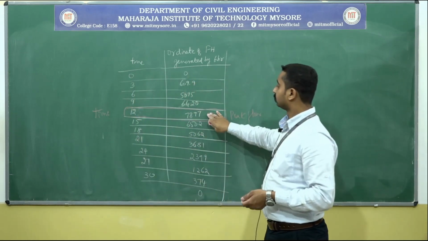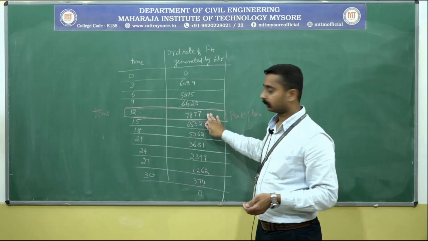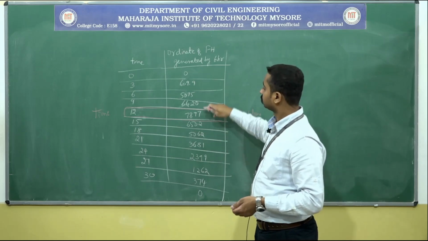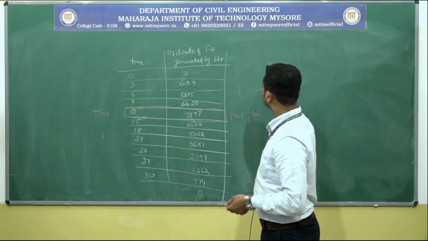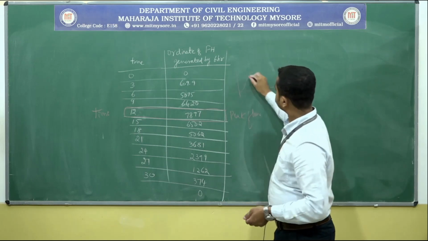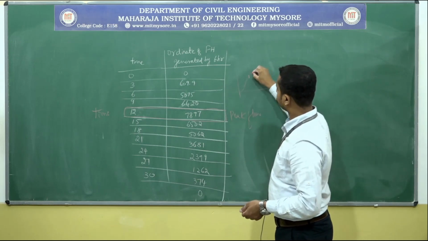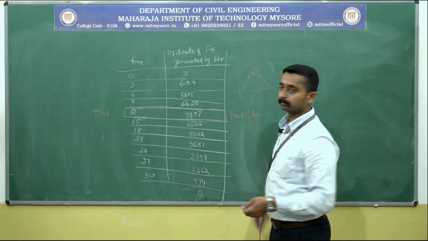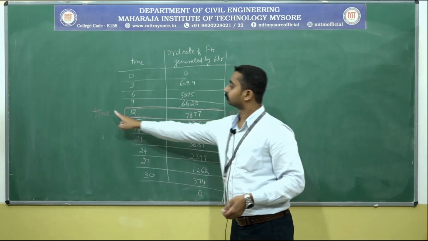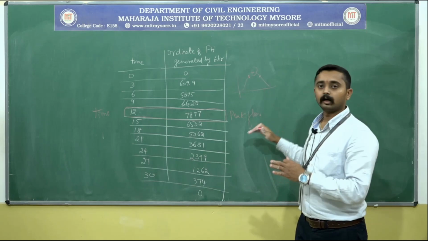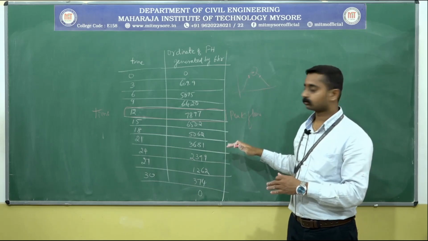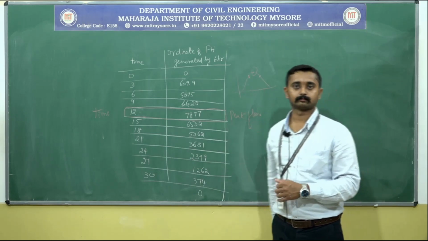Okay, 7897 meter cube per second. So this is the peak flow, correct? 6420. Actually, this is a graph like this. So 6420, 7897, 65. So this is the peak point and its time of occurrence is time. So this is the end of the problem. Actually, they were asked to find peak flow. Okay.